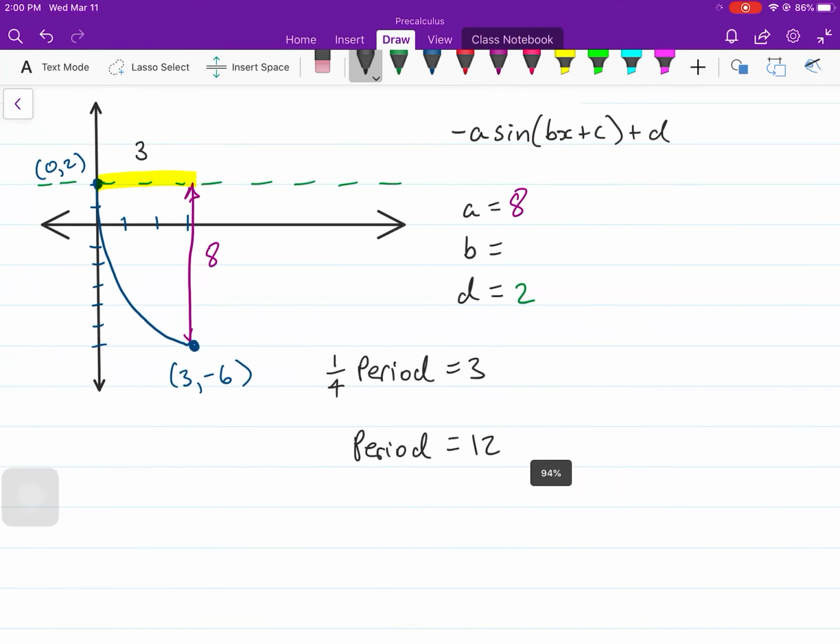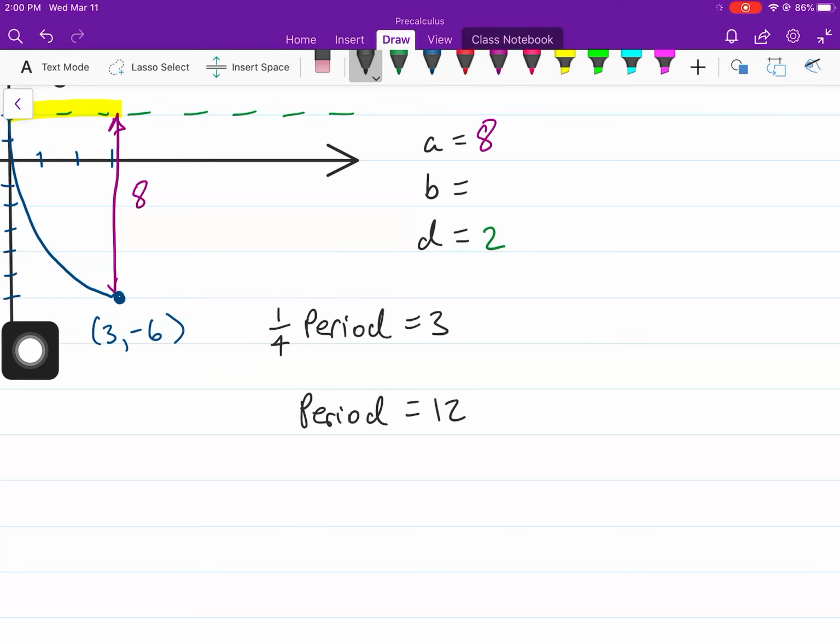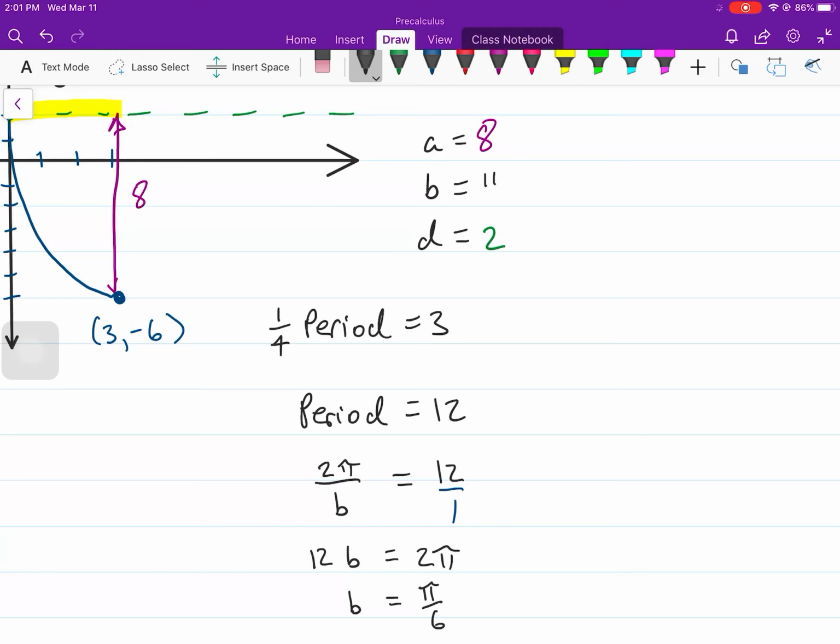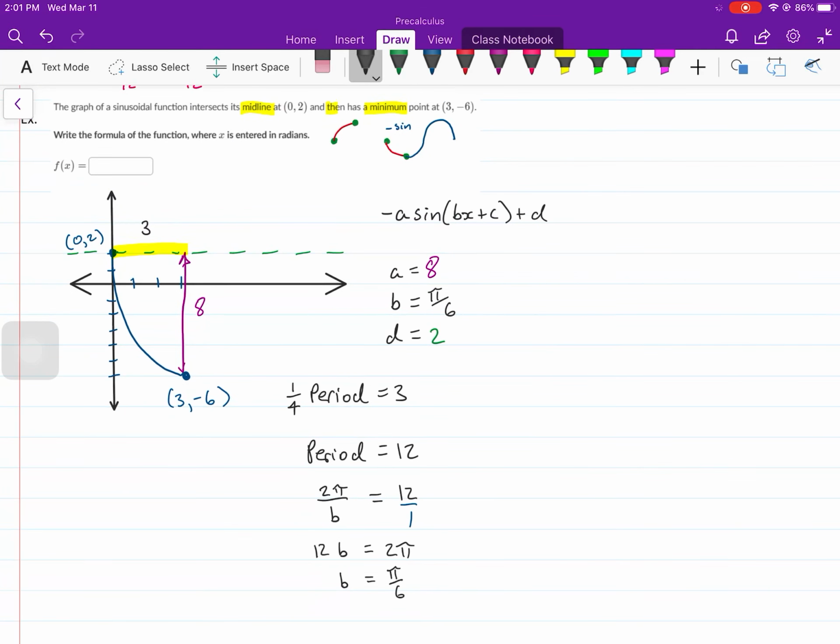So what we're going to do, we don't want the period exactly, we want b. So we know that 2 pi over b is our period, which is 12. So I'm going to put this over 1, cross multiply to get 12b equals 2 pi. Divide by 12 and get b is pi over 6. Now that we have that information, we can complete our answer. So our function will be negative 8 sine of pi over 6 x plus 2.